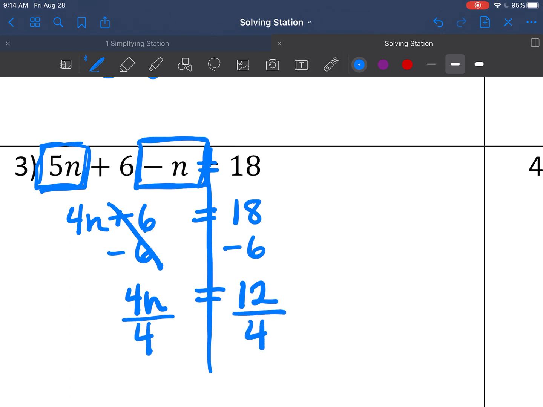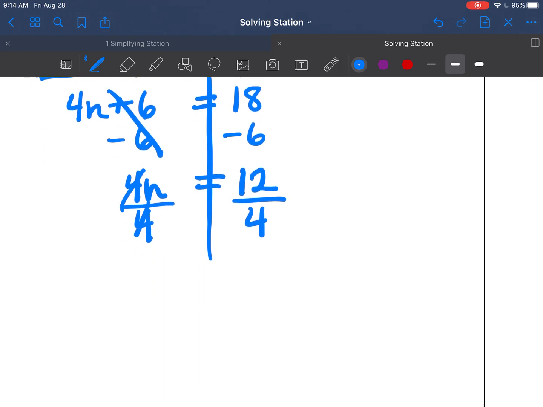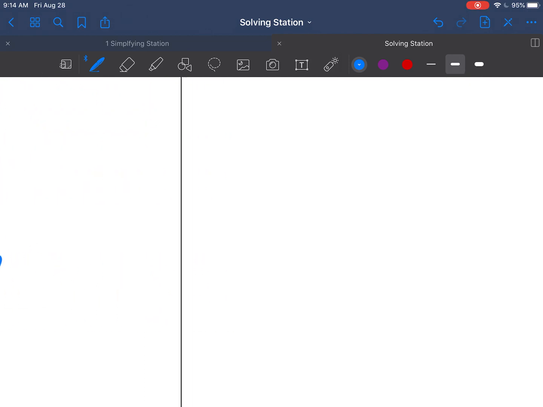To get rid of the 4, we divide. 4 divided by 4 is 1n. 12 divided by 4 is 3.